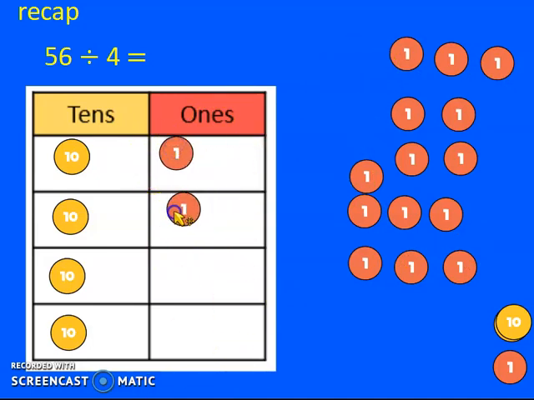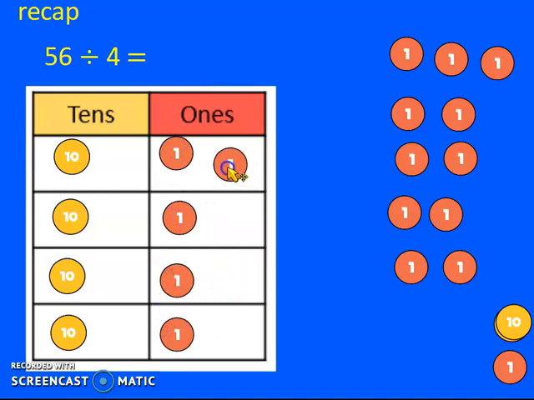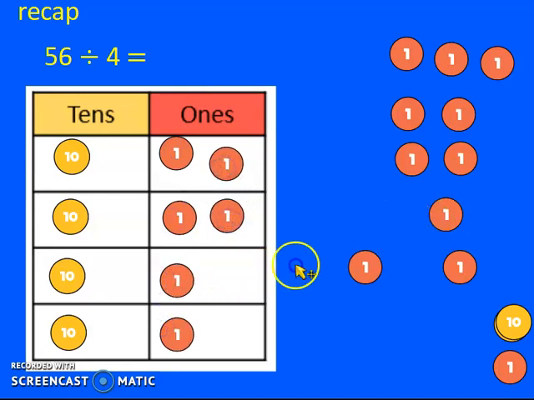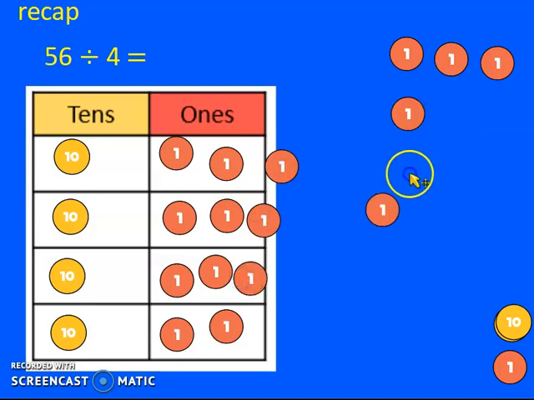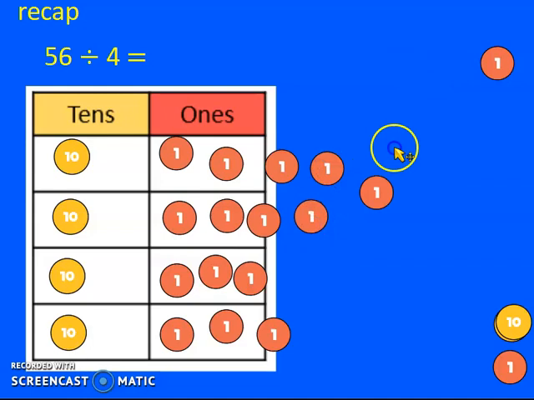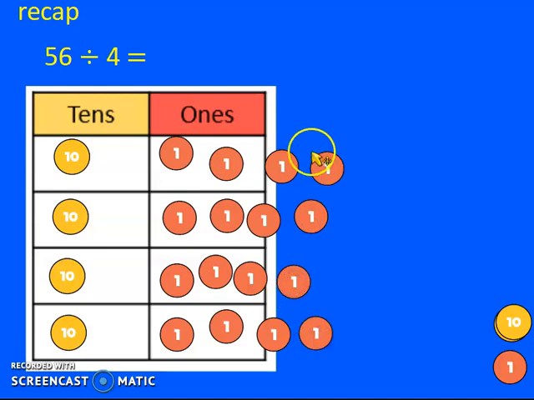So there's 1 in each one, another one, another one, and the final one. Well done. So we have managed to divide all of the 56 into the place value columns here.